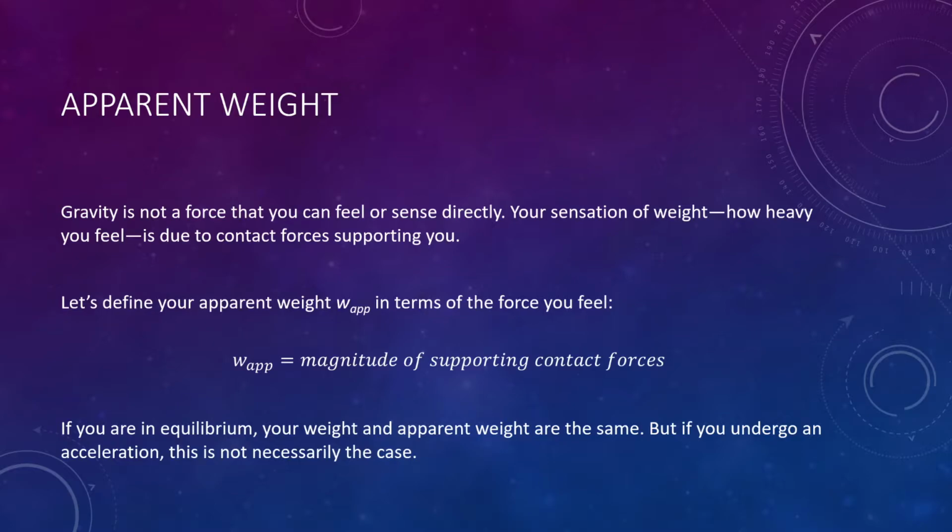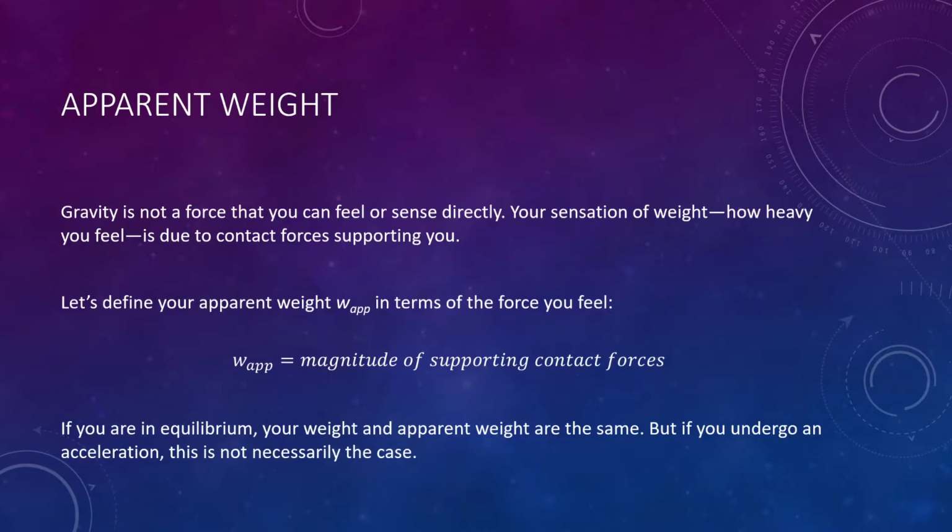So let's start defining something called an apparent weight. That is the weight that you feel. And we represent this with the symbol W for weight, and subscript app for apparent. In other words, the apparent weight is equal to the magnitude of supporting contact forces. Right? So whatever is supporting you.